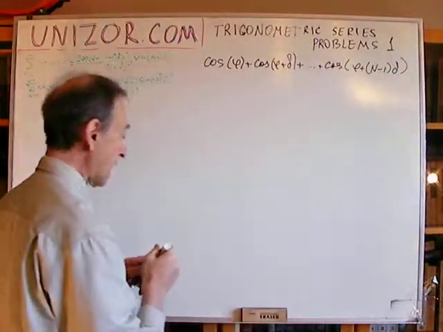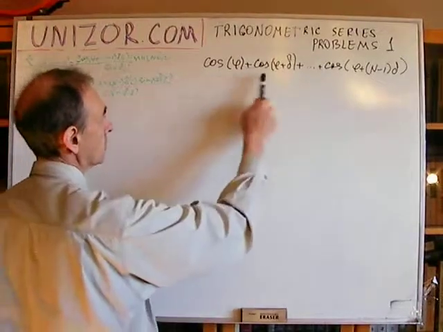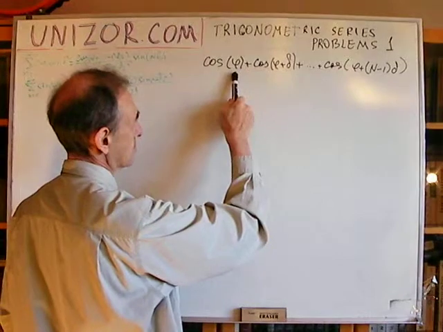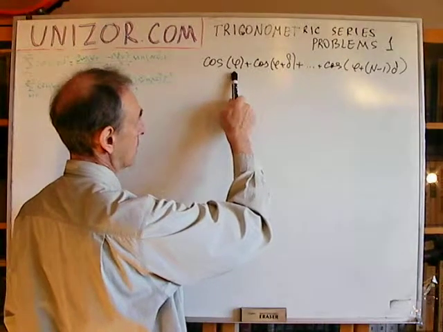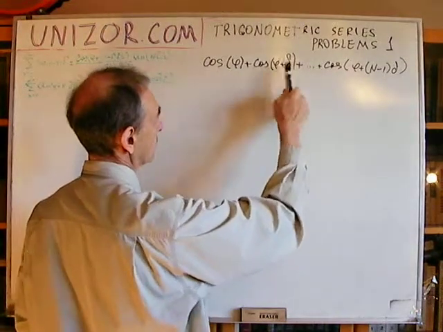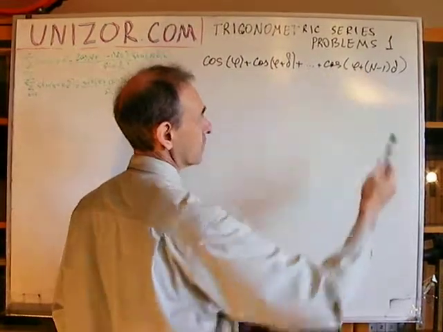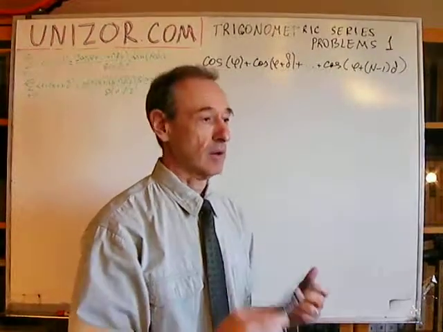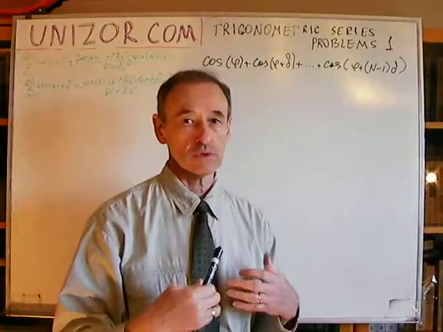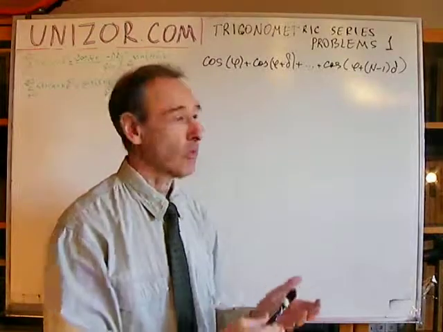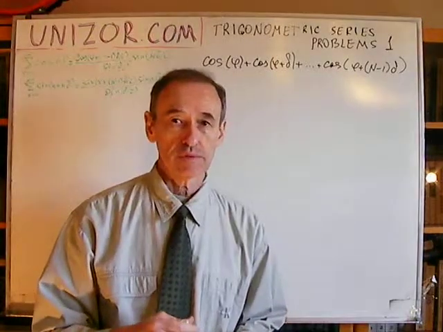Okay, so we have n members in the series. The base is angle phi, and then on each step it's added delta, 2 delta, 3 delta, up to n minus 1 delta. Now, our problem is to come up with a formula which will be in a concise form reflecting the result of this summation.